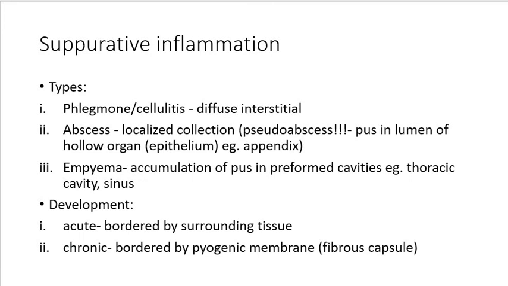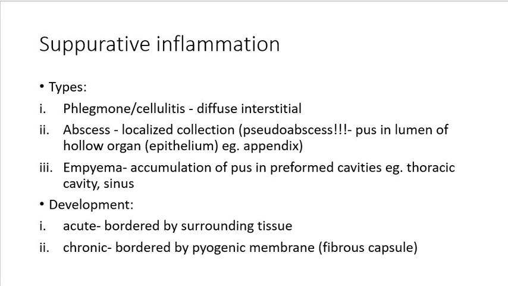So we have a few types under suppurative inflammation, and understanding that they're different from each other is very important. Phlegmon or cellulitis, one and the same. It's basically interstitial, diffuse interstitial. There is no collection in a cavity. On the other hand, abscess is a localized collection.